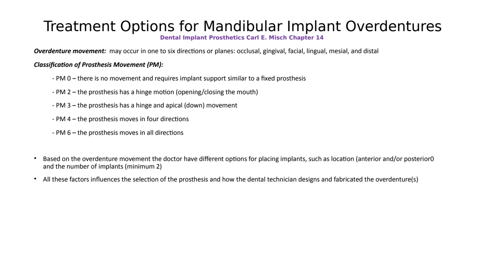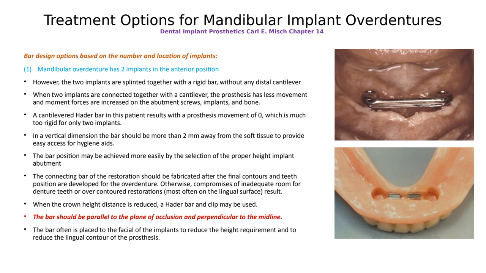Based on overdenture movement, the doctor has different options for placing implants, such as location, anterior and/or posterior, and the number of implants, minimum 2. All these factors influence the selection of the prosthesis and how the dental technician designs and fabricates the overdentures, especially the bar design.